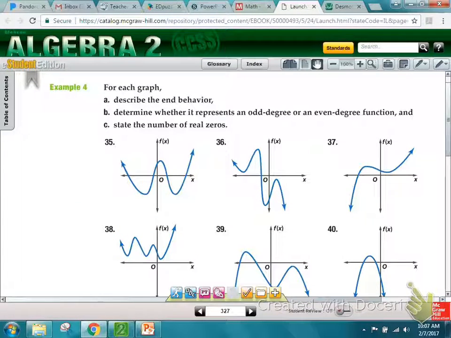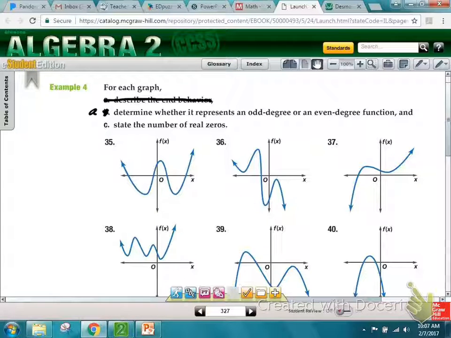The directions in the book are going to be a little bit different than what I want you to do. I want you to do it in the same order that I did it. So I'm going to change these directions a little bit. This is gone. This B becomes your A, which is to determine whether it represents an odd or even. So do that first, because that's the easiest way to do it. Figure out odd, even.